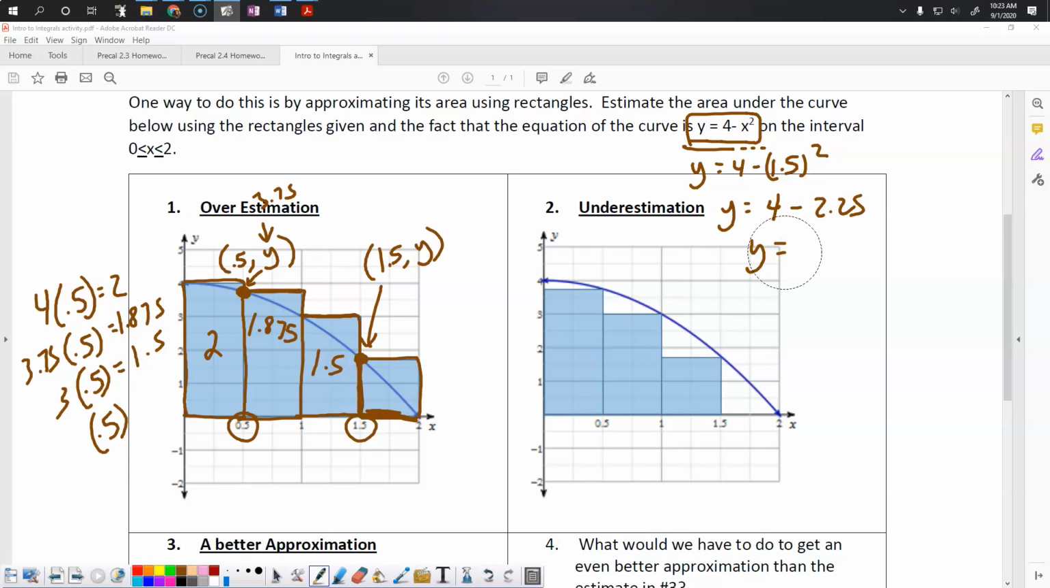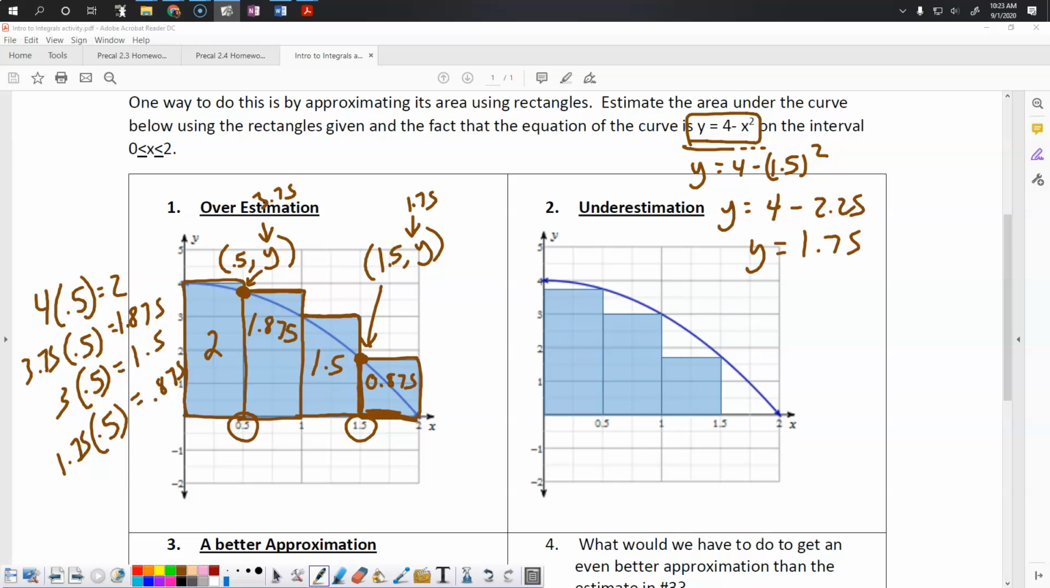Let's see, 4 minus 2 is 2, minus an additional 0.25 is 1.75. So the height of this rectangle would be 1.75 then. So base times height, 0.5 times 1.75 would be 0.875. 0.875. So I found the area of each rectangle now.